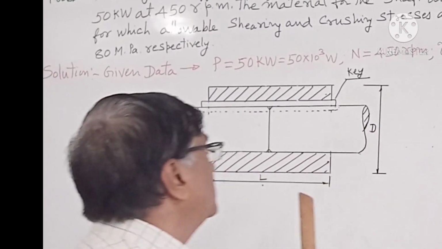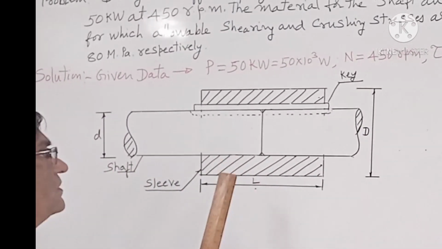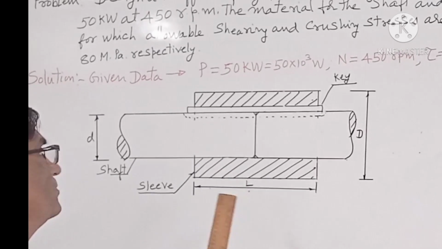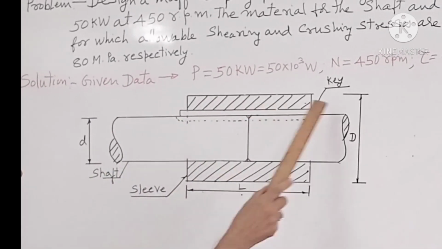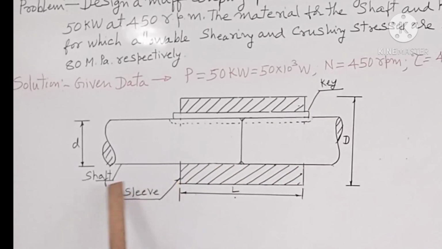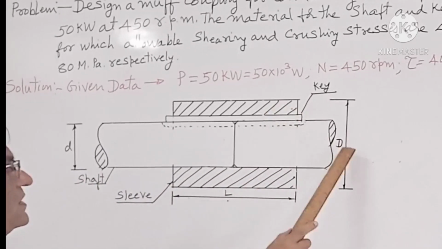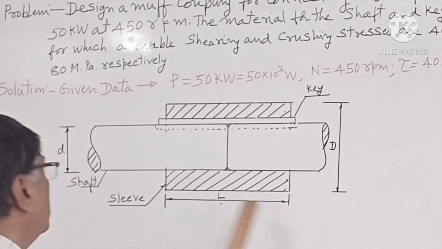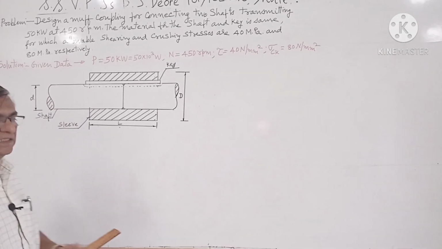This is the sectional view of the Muff coupling. This is key, this is sleeve, this is shaft. Outer diameter is capital D, length of the sleeve is L, and diameter of shaft is small d.